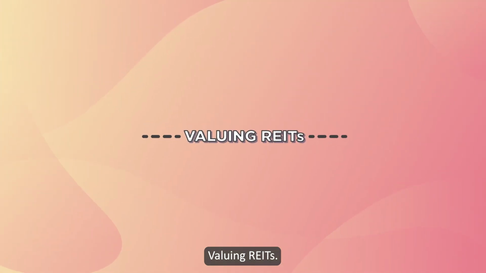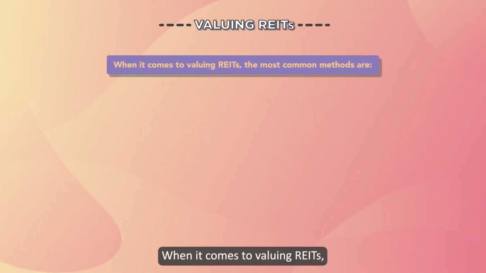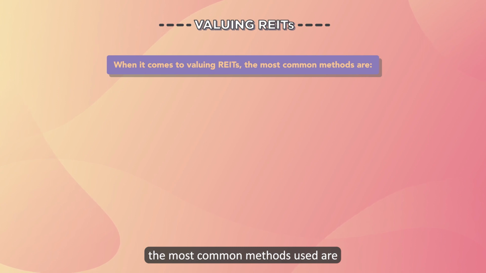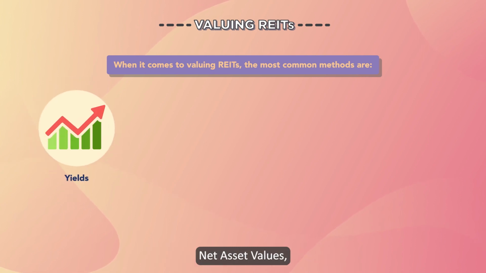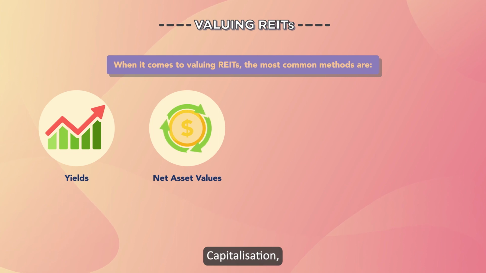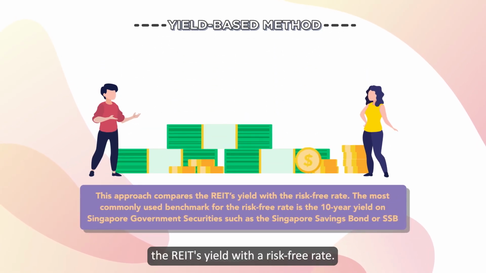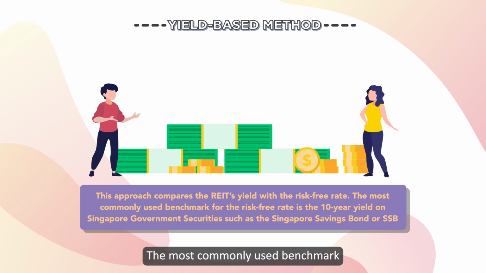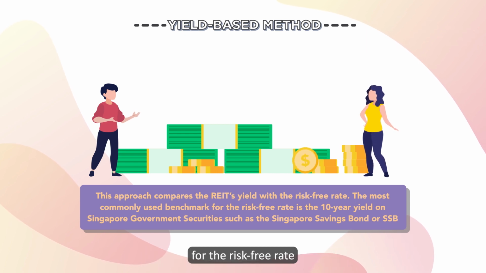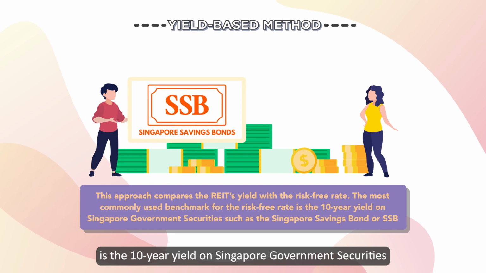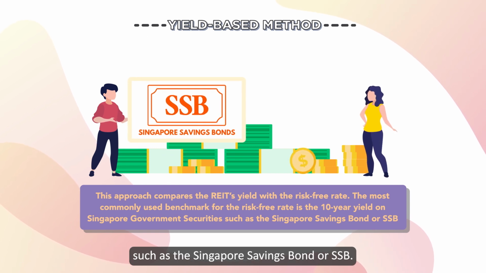Valuing REITs. When it comes to valuing REITs, the most common methods used are yields, net asset values, capitalization, discounted cash flows. The yield-based method. This approach compares the REIT's yield with a risk-free rate. The most commonly used benchmark for the risk-free rate is the 10-year yield on Singapore government securities, such as the Singapore Savings Bond or SSB.